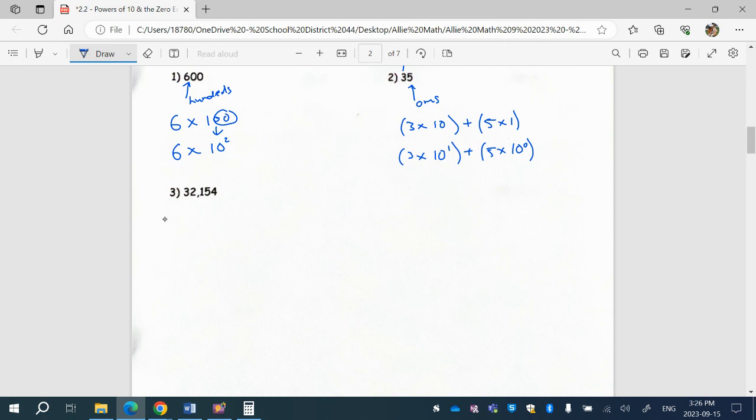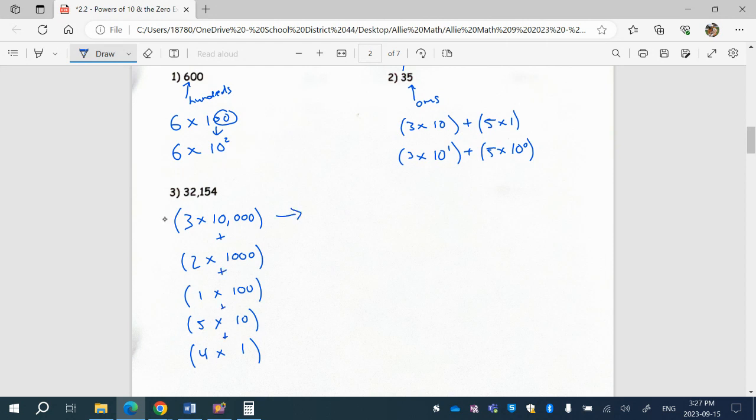So we actually have 3 times 10,000 plus, that's the 10,000 spot. We got a 2 times 1,000. We have a 1 times 100. We have a 5 times 10. And we have a 4 times 1. So these are all added together.